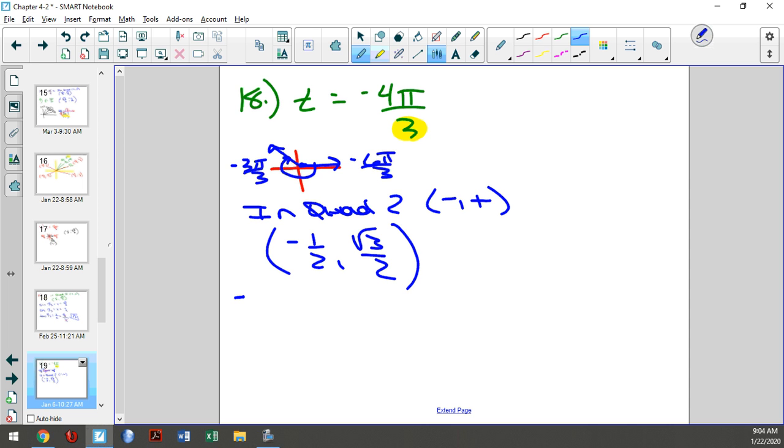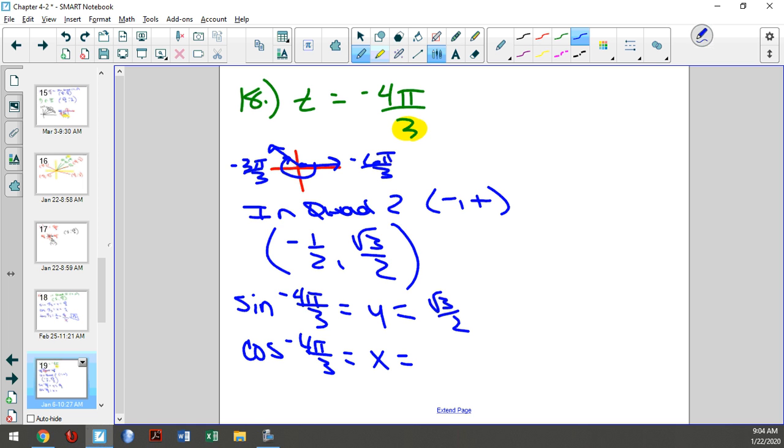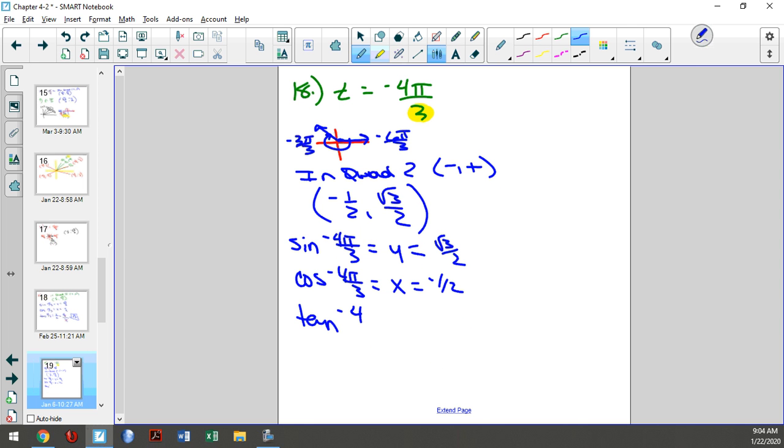So remember, sine of negative 4 pi over 3 is equal to your y value. And what is my y value here? Square root of 3 over 2. The cosine of negative 4 pi over 3 is going to be equal to my x value. And what is my x value? Negative 1/2. And then the tangent of negative 4 pi over 3 is going to be equal to y over x, which is going to be what? Square root of 3 over 2 divided by negative 1/2. The 2's cancel out, and I'm going to give you negative square root of 3.